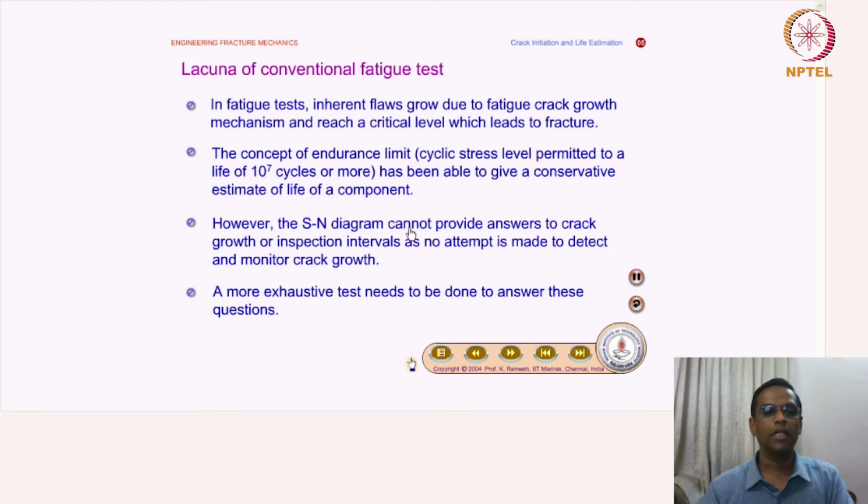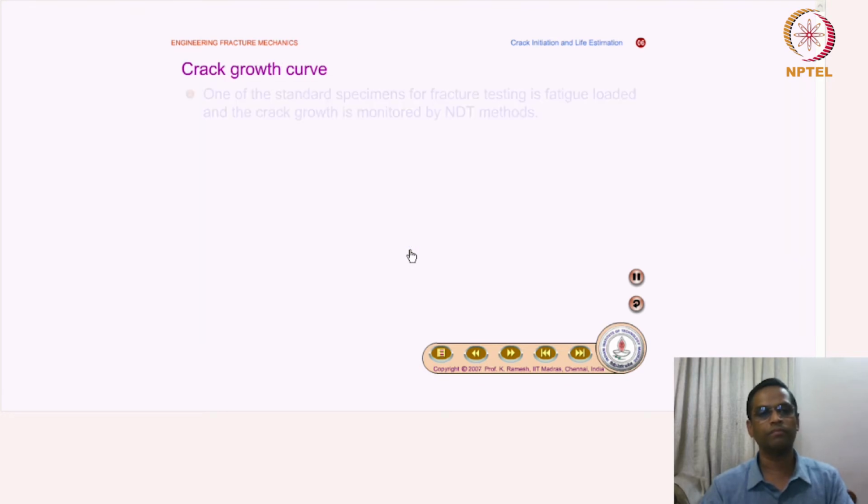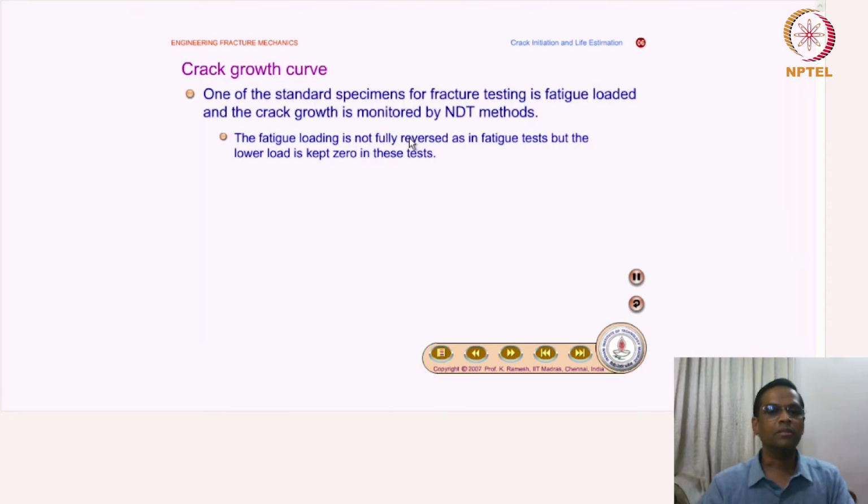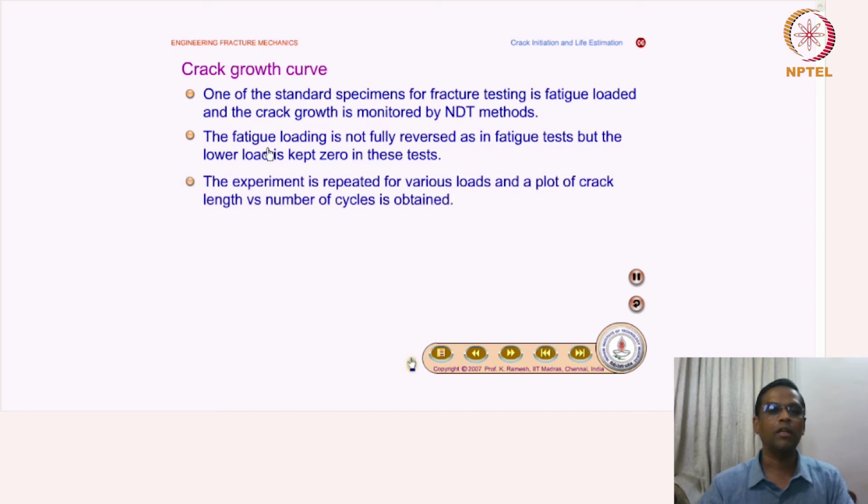However, the S-N diagram cannot provide answers to crack growth or inspection intervals, as no attempt is made to detect or monitor the crack growth. A more exhaustive test needs to be done to answer these difficult questions. One of the standard specimens for fracture testing is fatigue loaded, and the crack growth is monitored by NDT methods. The fatigue loading is not fully reversed as in the fatigue test, but the lower load is kept zero in these tests. Okay, we are now talking about a crack growth curve, how it is normally done.